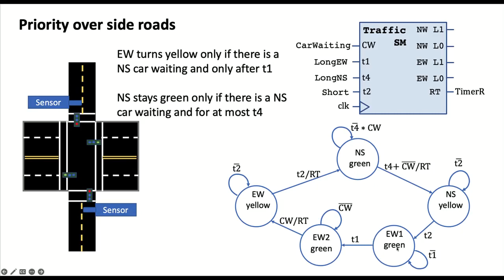Now, for east-west, we actually need two states because we need one state to guarantee that we're going to stay on for at least time t1. So we're going to stay here for time t1. Then after t1, we're going to stay as long as there's no demand on the north-south road. So this was done with two states. Okay, and then as soon as a car wants it, then we will turn it yellow and go back to north-south green.